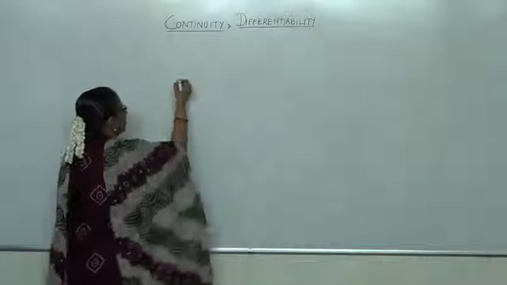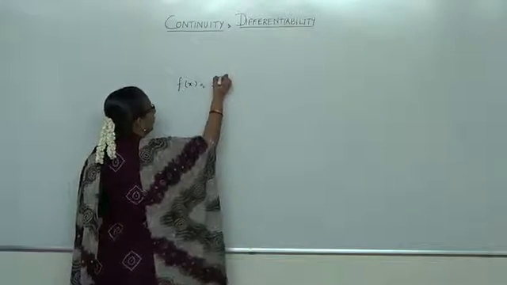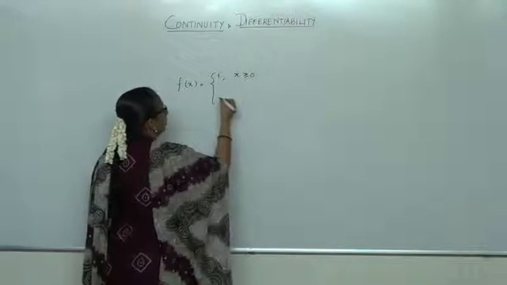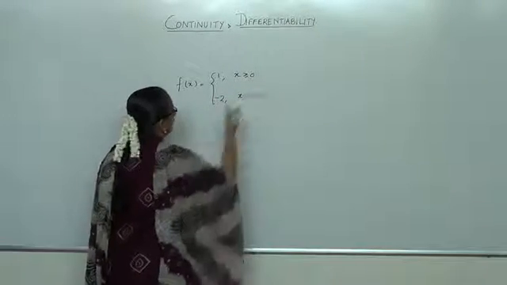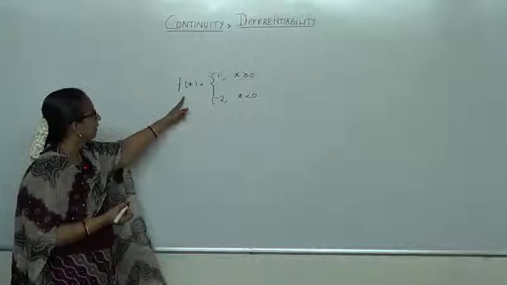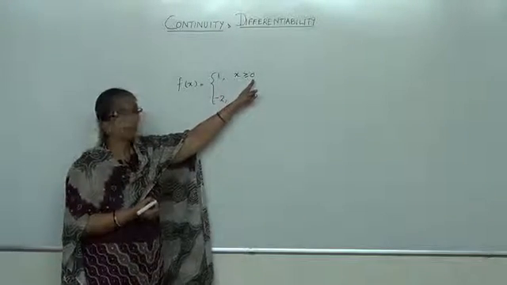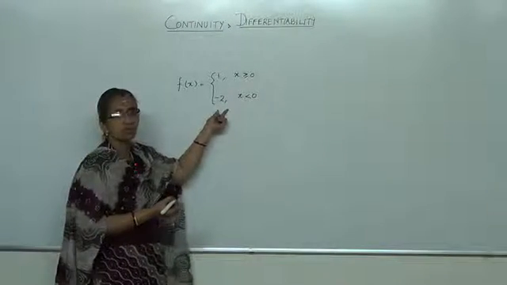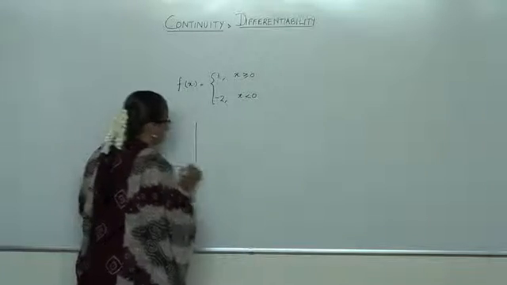Now let me write a function f of x, it is equal to 1 when x is greater than or equal to 0, it is equal to minus 2 when x is less than 0. So now I have defined a function which is equal to 1 when x takes 0 or positive values, and it takes the value minus 2 when x is negative. Now how do we plot the graph of this function?